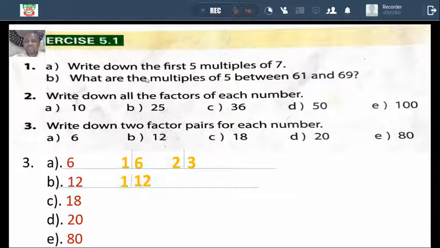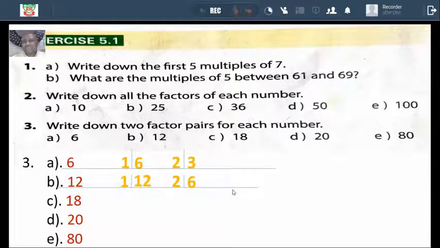Now we need another one because they say 2. So don't write 1 again. Say I have this. 1 and 12 is 1 pair. We need another pair to complete. Now let's check. 2, yes, 12 divided by 2 gives us 6. So it means 6 and 2 are factors of 12. And 2 multiplied by 6 is equal to 12. So 2 and 6 are a factor pair of 12.